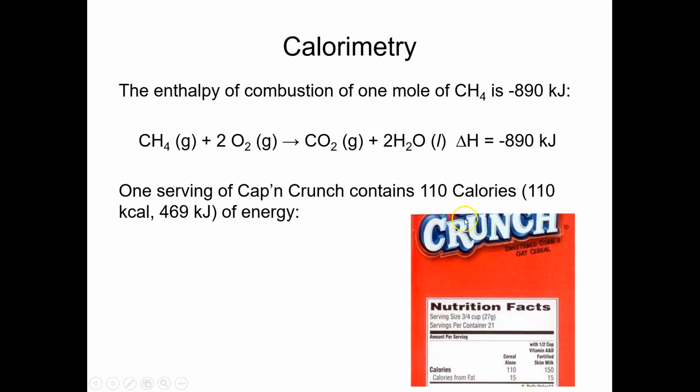The question is whether it's this number, negative 890 kilojoules for the combustion of methane, or this number, 110 big C calories for Captain Crunch. Where do these numbers come from? How do we actually come up with these numbers? Well, we do that using a process called calorimetry.